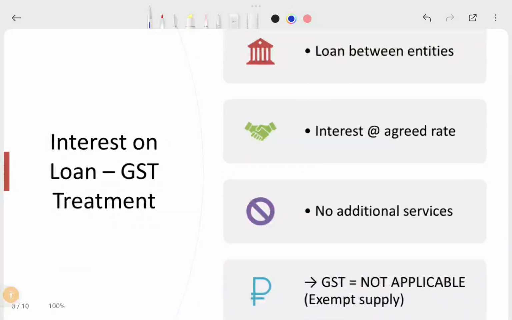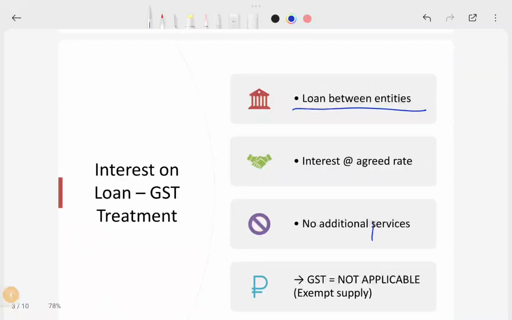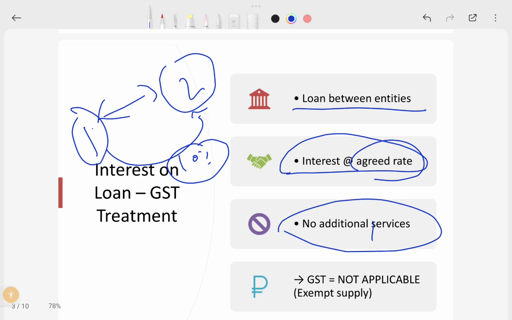First, interest on loan. Any loan between entities, or whatever loans you treat in the business, is exempt from GST. So the interest rate is the agreed rate. There could be entity 1 and entity 2, and entity 1 gives a loan to entity 2 for interest. That interest has to be agreed, so 10% or 12%, whatever it is, and there are no additional services for providing this loan.